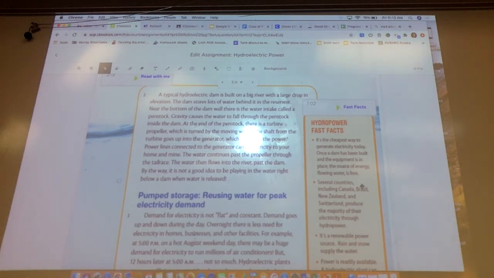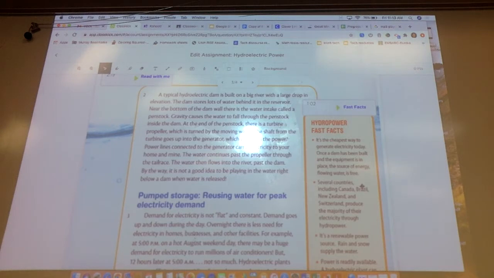The shaft from the turbine goes up into the generator, which produces the power. Power lines connected to the generator carry electricity to your home and mine. The water continues past the propeller through the tailrace. The water then flows into the river past the dam. By the way, it is not a good idea to be playing in the water right below a dam when water is released. Pumped storage, reusing water for peak electricity demand.